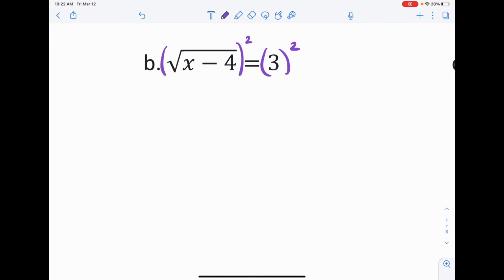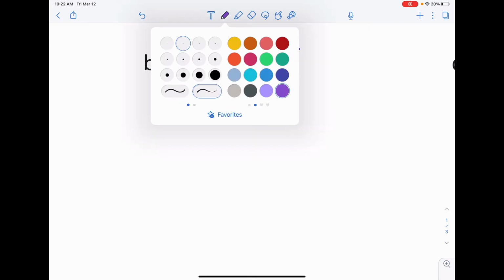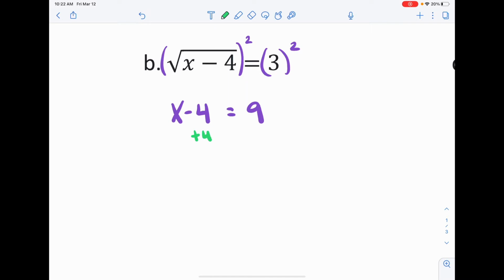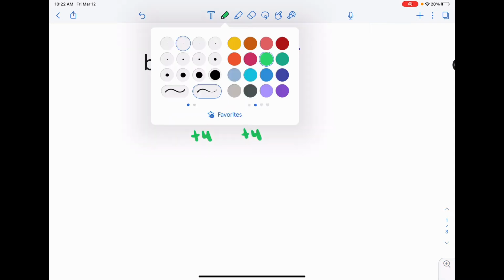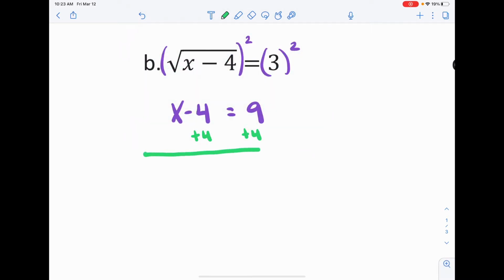So to cancel that, we do need to square both sides. When we do that, the square root cancels out, and we're left with x minus 4 is equal to 3 squared, which is 3 times 3, that is 9. Now we can add 4 to both sides. So that cancels, and 9 plus 4 is 13.